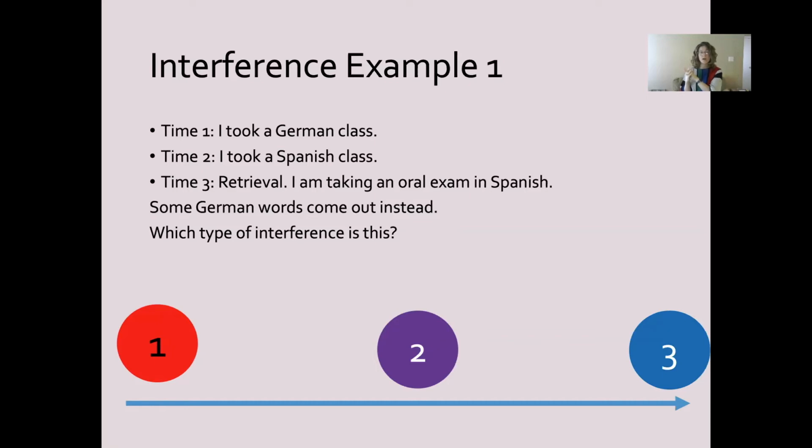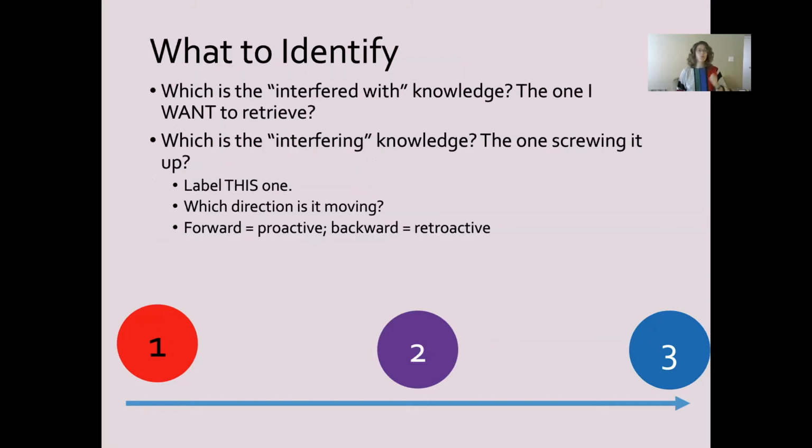So which type of interference is this? Proactive or retroactive? And now I'm going to show you what you need to diagram in order to get this right. You may already know, but I want you to practice the diagramming so that you cannot screw this up. What to identify? We first start with which is the knowledge that's getting interfered with. Which one's getting messed up? That's the one I'm wanting to retrieve, but something else comes out of my mouth instead, okay?